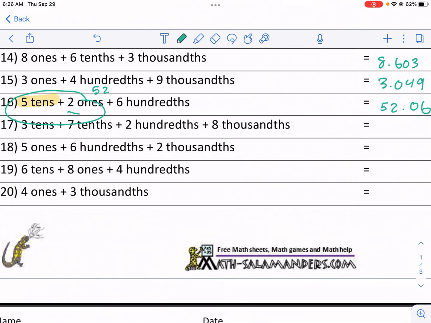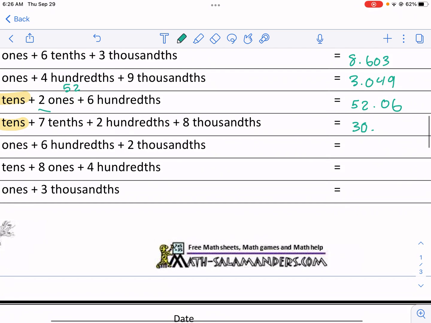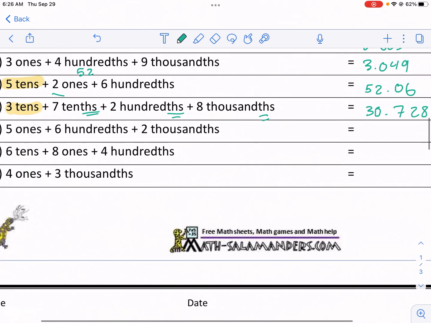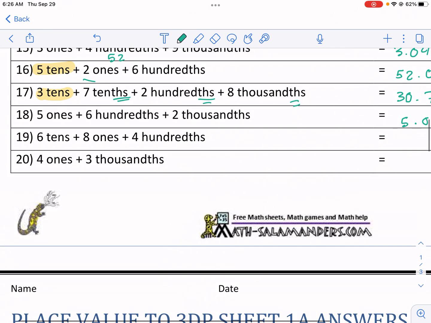This next one, we have 3 tens. Again, there's no TH on this, so that means 3 tens. And there's no ones, so we need to put a 0 for the ones. Then we have tenths listed next, the TH. That's 728. 30.728. 5 ones, 6 hundredths, 2 thousandths, no tenths, put a 0 there.